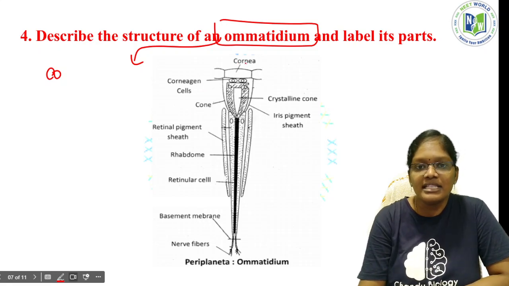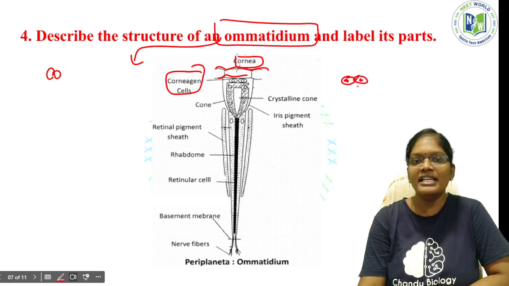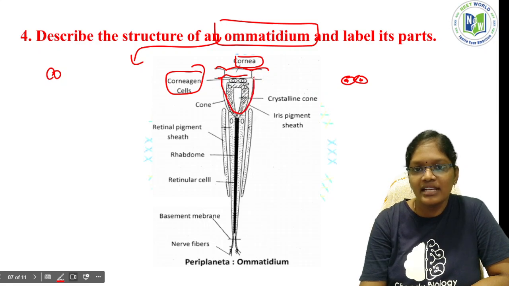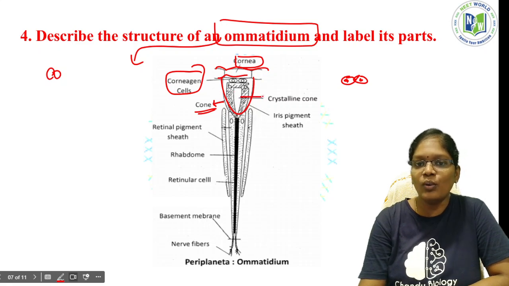Just listen to me. This is the cornea. The outer cell layer is called the cornea, and below the cornea we can see the corneagen cells. Below the corneagen cells there is a cone-like structure, which we call the cone. Inside the cone there is the crystalline cone. This structure is called the crystalline cone.